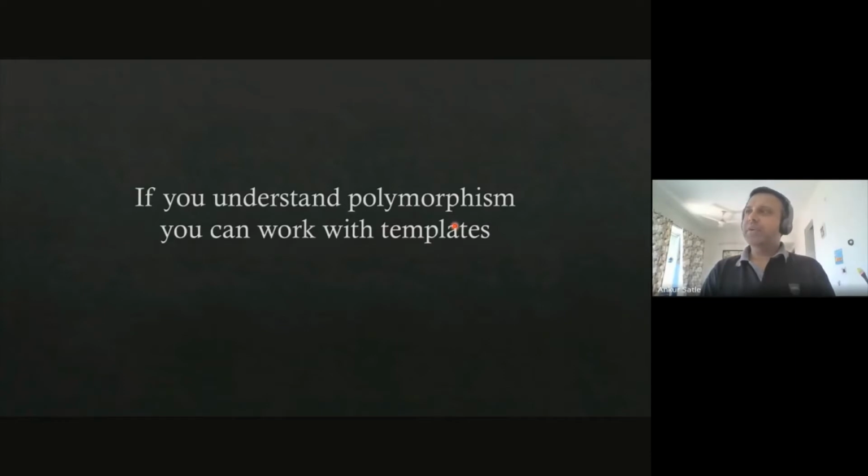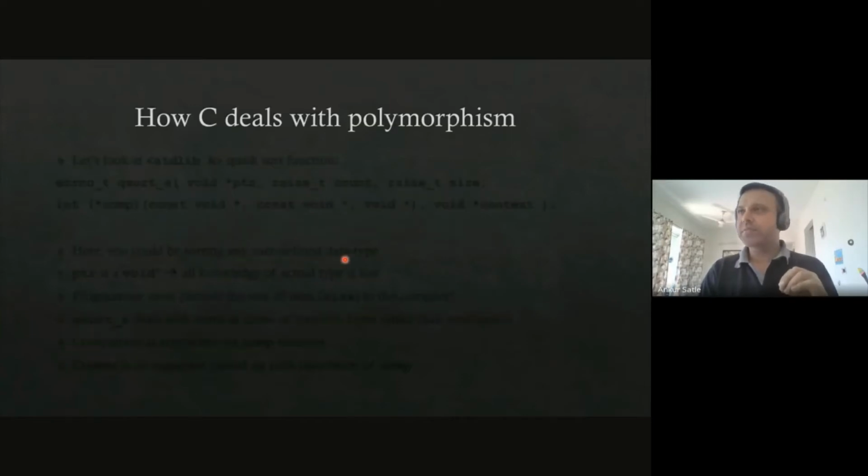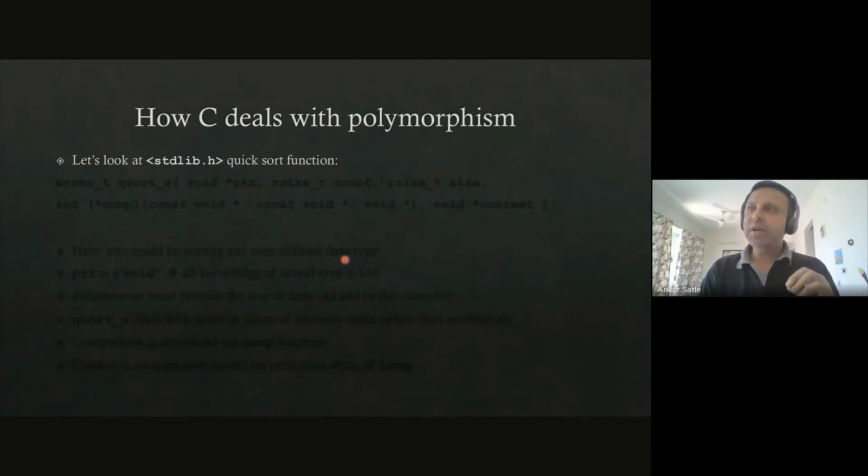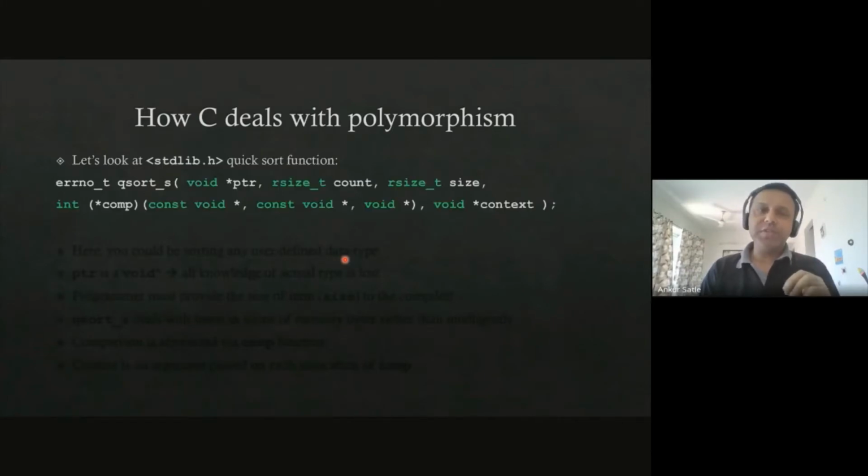Now let's look at our understanding of polymorphism and see how we can work with templates. Let's quickly look at how C deals with polymorphism. If you look at the standard library, it has a qsort function which is supposed to sort any type. And what do they do? It takes a void pointer where the data type is not really known.